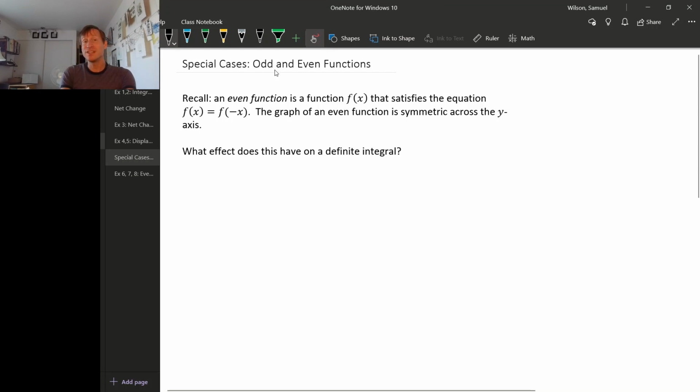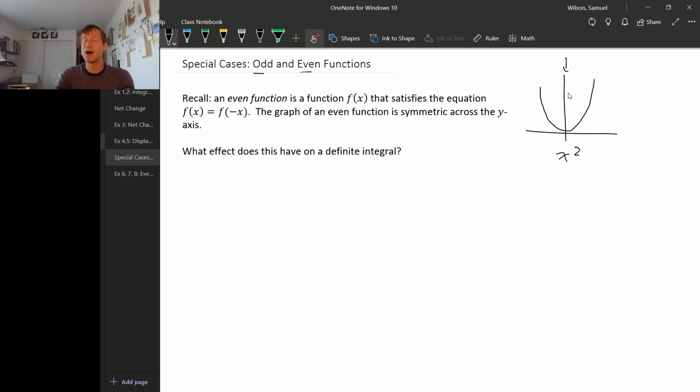They're for integrals involving functions that are odd and even. Just as a reminder, an even function is a function that satisfies this equation: f of x equals f of minus x. And on the graph of a function, an even function is one that's symmetric across the y-axis. For example, think of the function x squared. If you flipped this across the y-axis, the picture would look exactly the same. So this is what an even function looks like.